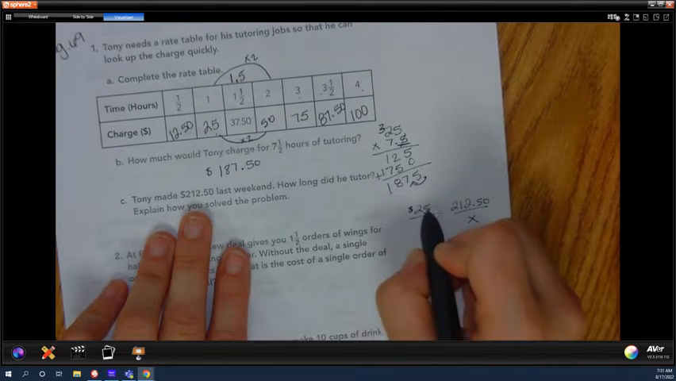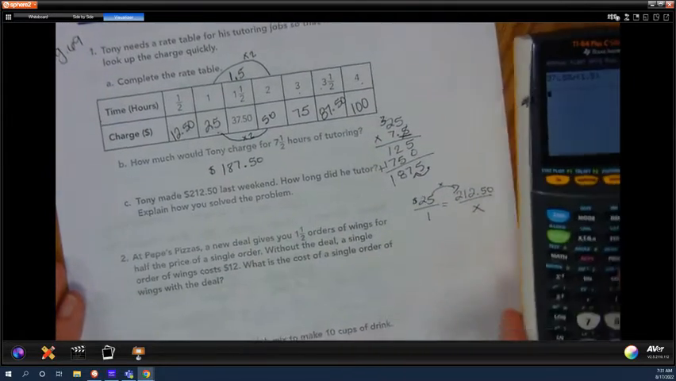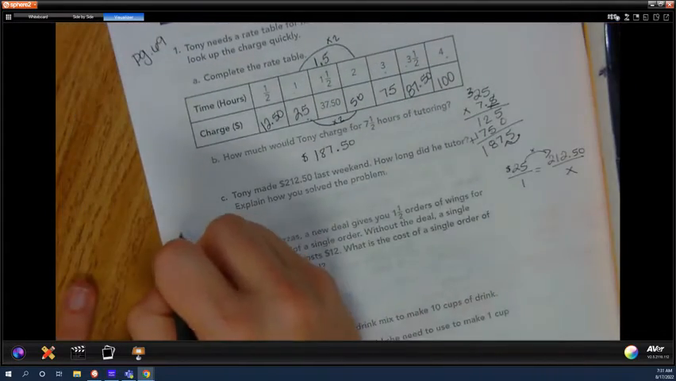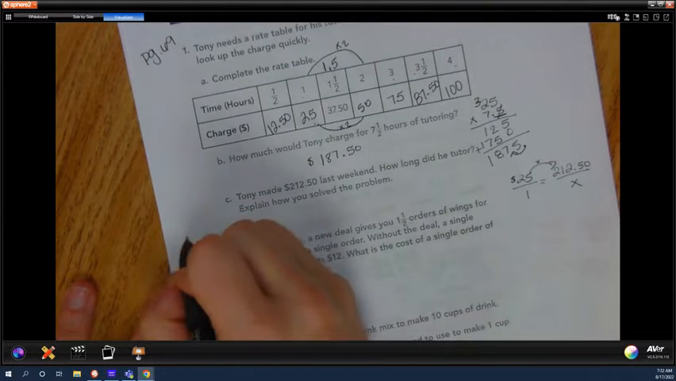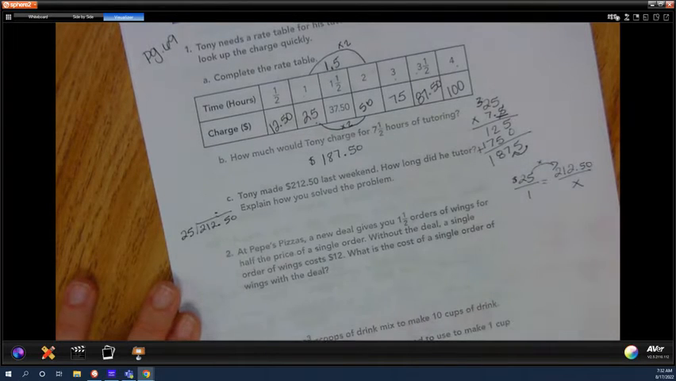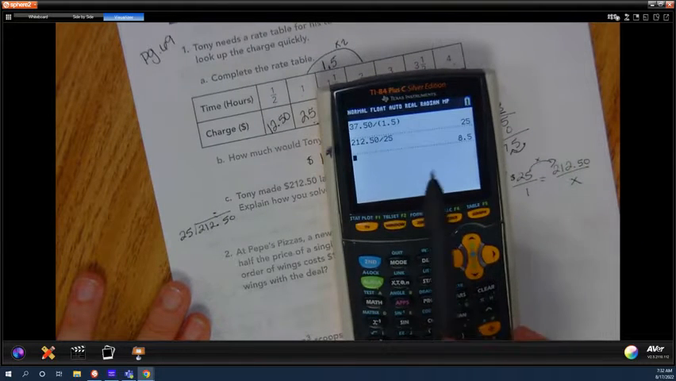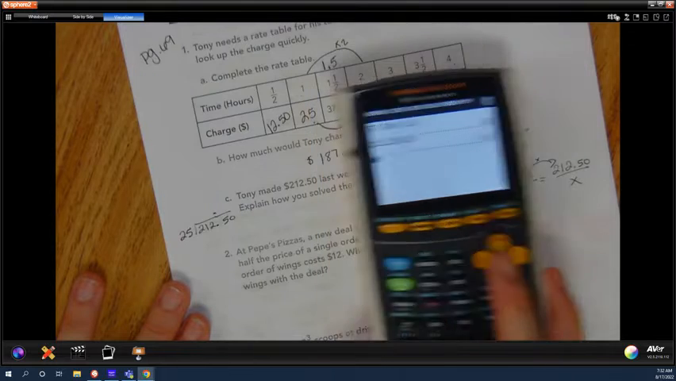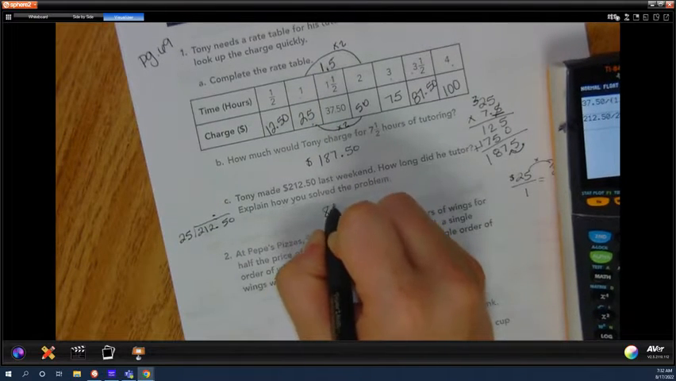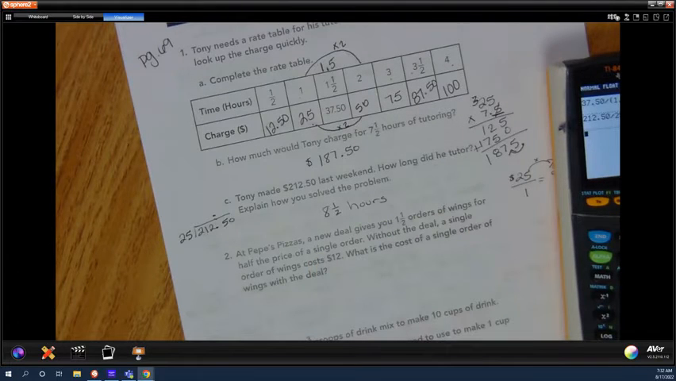Okay, so in order to get from here to multiply, I need to divide. So what I'm going to do is, you guys can set this up if you wanted to. You guys can take 212.50 and divide it by 25. But to help on large numbers, I'm going to use my handy dandy calculator, and I'm going to see that it is 8.5. So Tony worked 8.5 hours to earn $212.50.